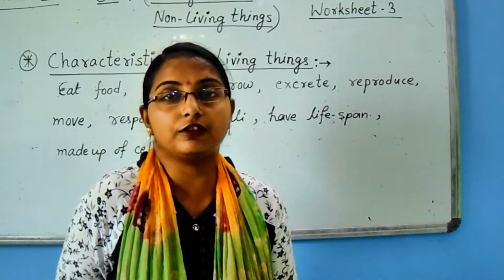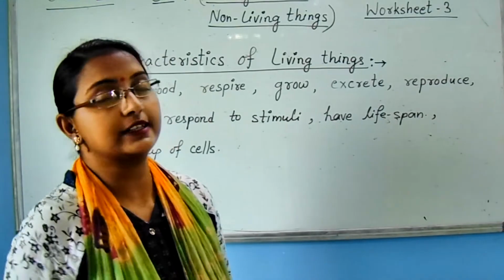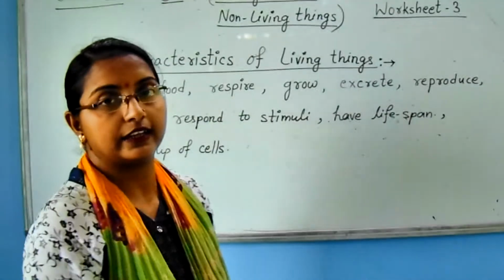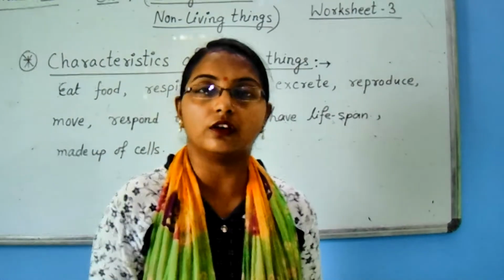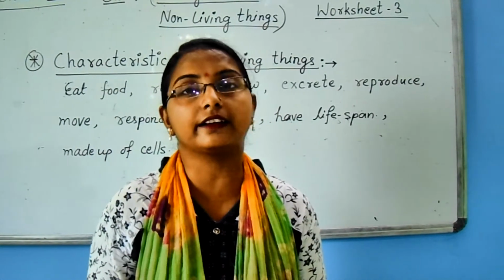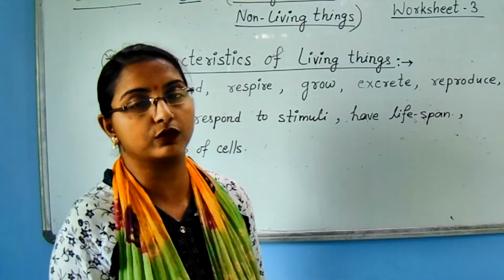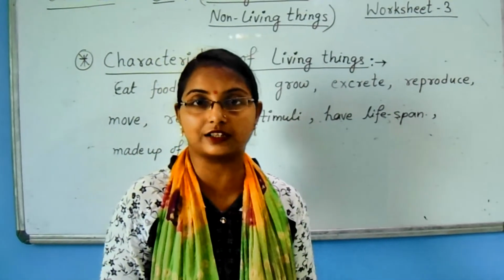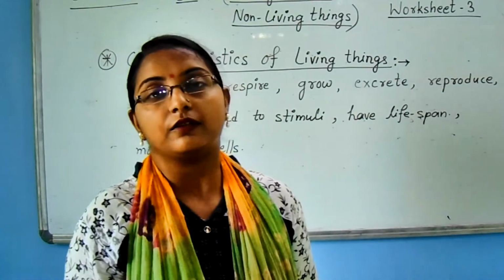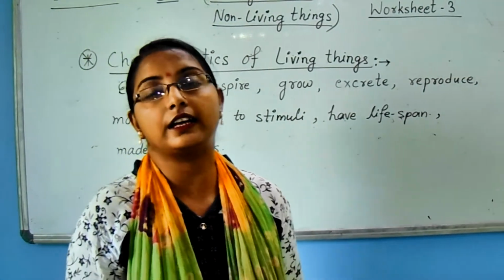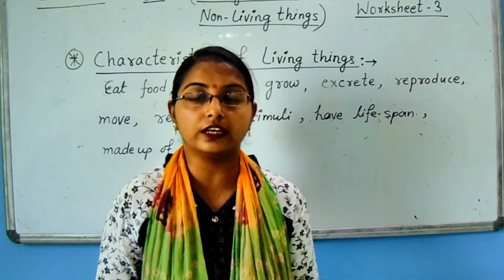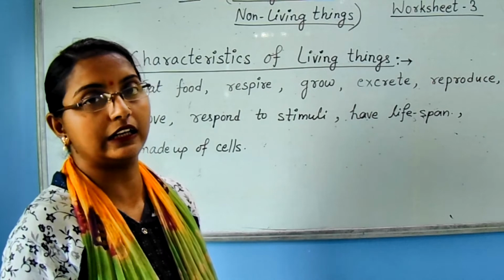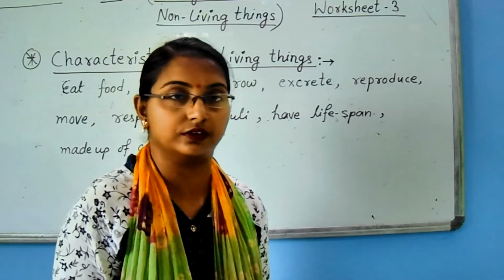But individually, living things can eat food. That means human beings, animals, or plants get food, and they store their food in the form of starch, such as plants, for further use. They get energy from their food, which is a characteristic of living things. That means any living thing can get its food.